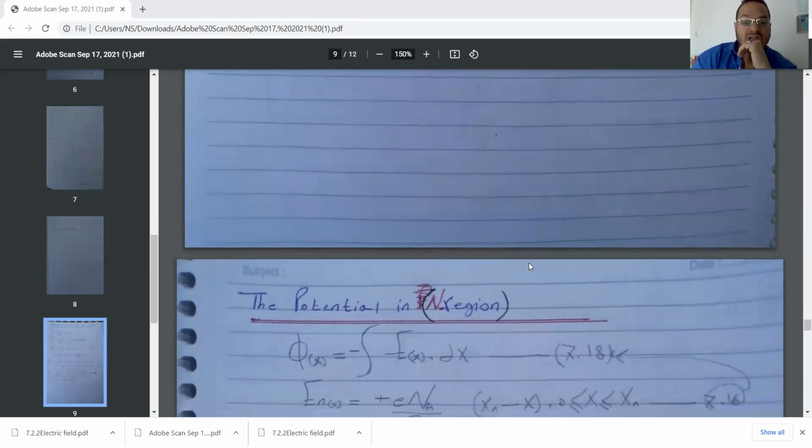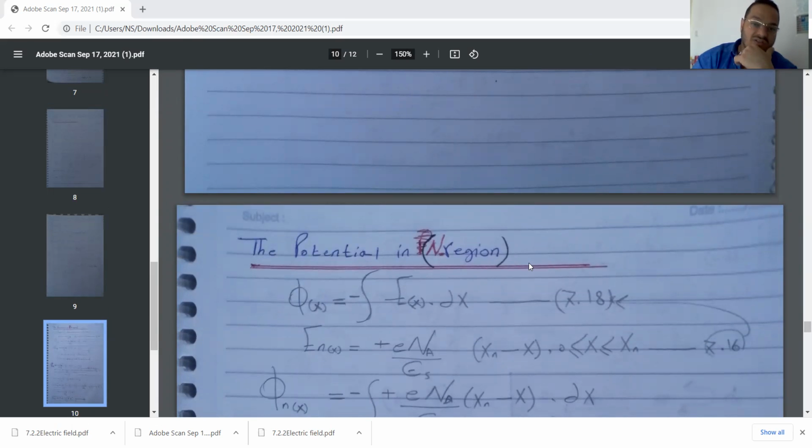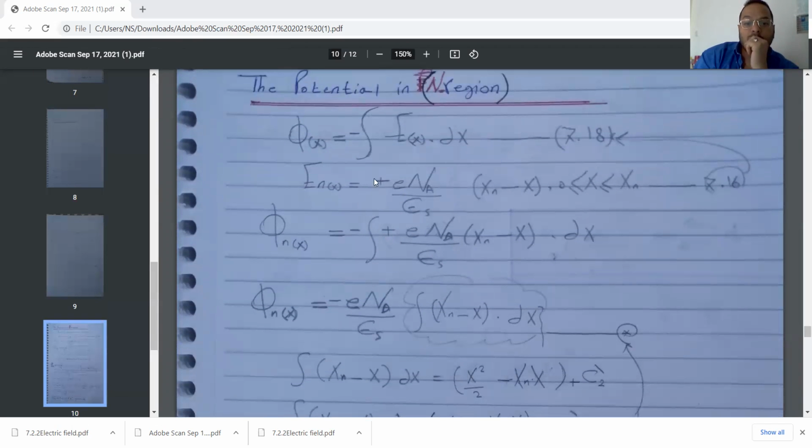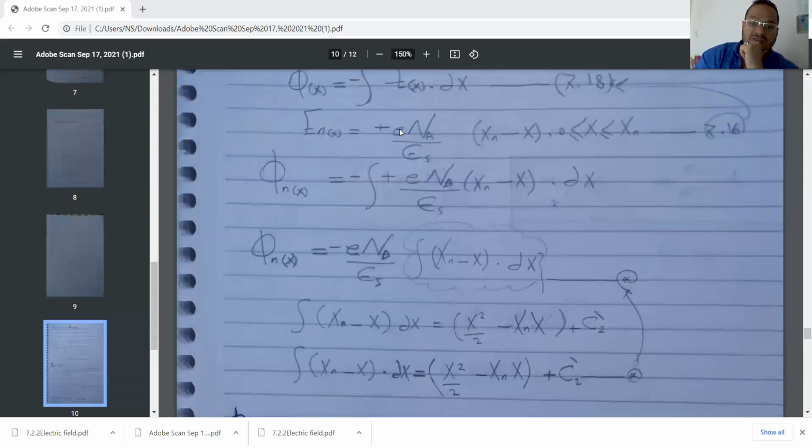Now let's start to calculate the potential by using the same idea, but dealing with the N type. Let's start to calculate the potential in this region. We will use the same equation, like I said before, 7.18, and we know E_n of x equals what? Equals the donor concentration divided by the permittivity, between two brackets, the width in the N region minus x, when x is bigger than or equal to 0, and smaller than or equal to x_n, the width in the N region. We will put this equation here and take the integration of all that.